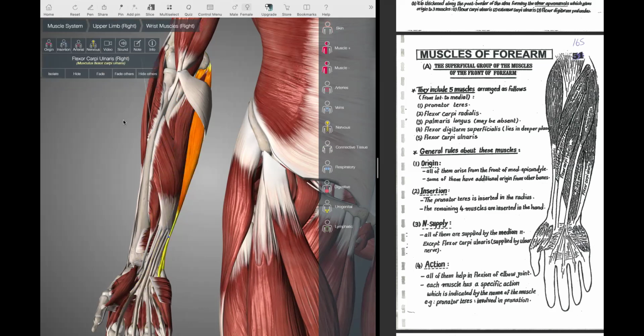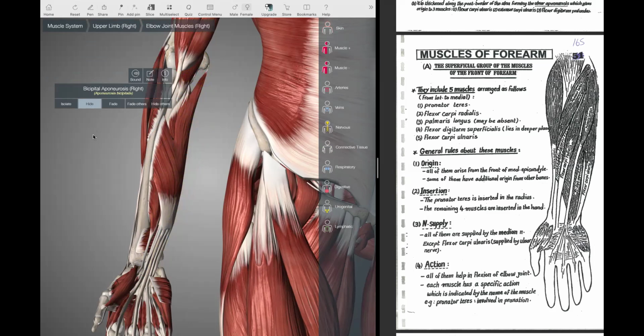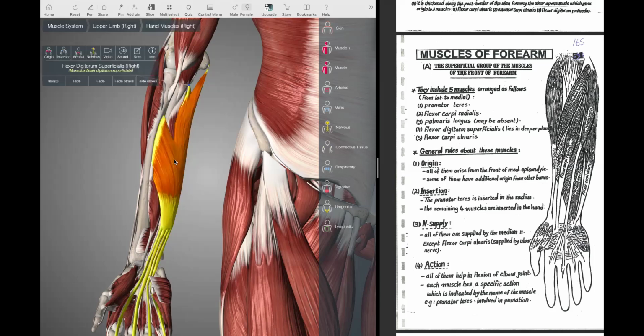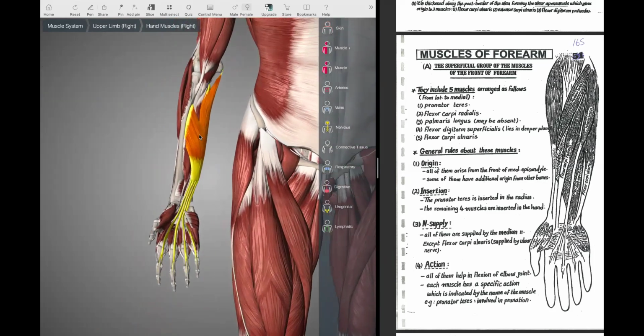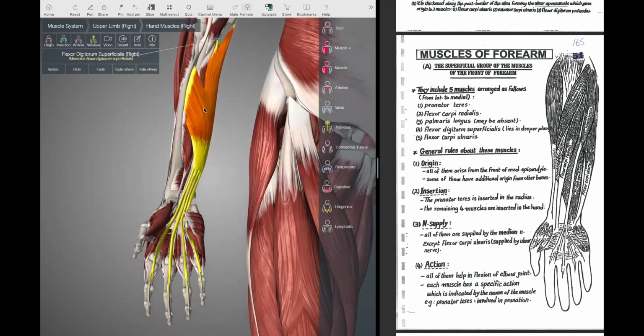I'm going to hide the muscles. Now, please go where you have the intermediate layer, the only muscle here: flexor digitorum superficialis. Flexor digitorum superficialis. That's the intermediate layer.